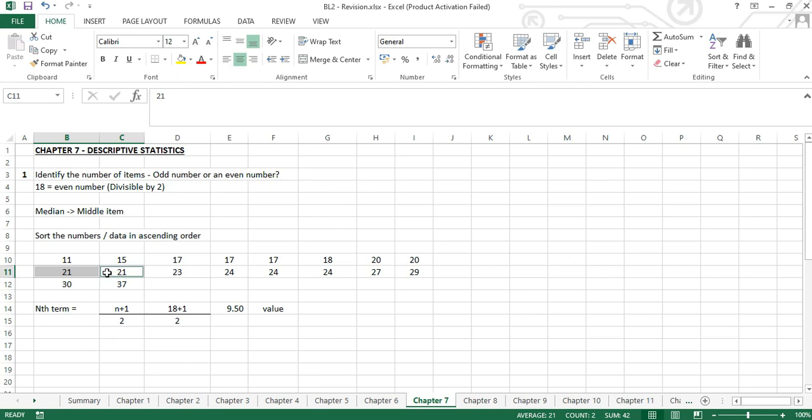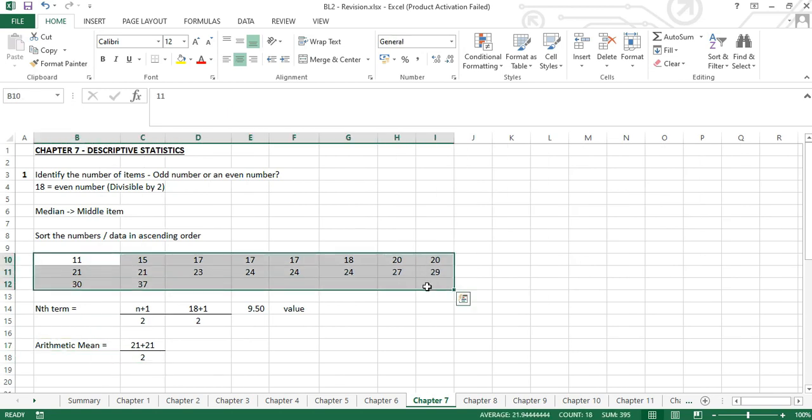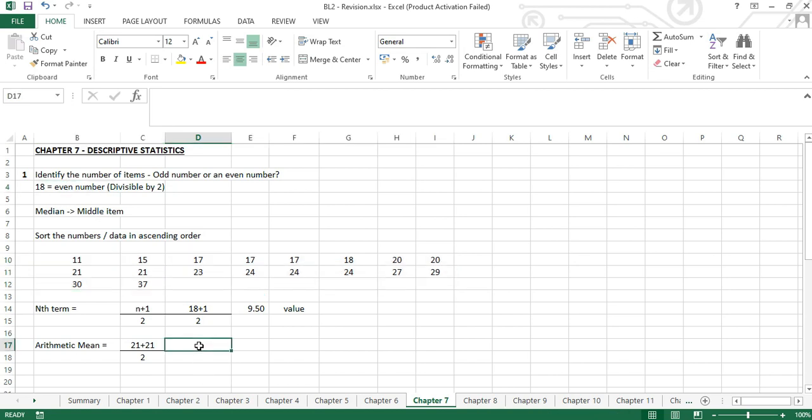Therefore, what will be the middle value? 9.5th value: 21 plus the other 21, divided by 2. Alright, to find the middle value because there are two numbers. Basically, this we call the arithmetic mean, right? Addition of two numbers and dividing by 2 if your total number of data is an even number. Okay. Therefore, your answer will be 42 by 2, 21.